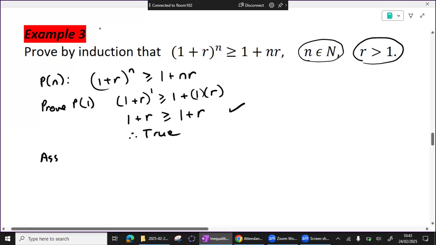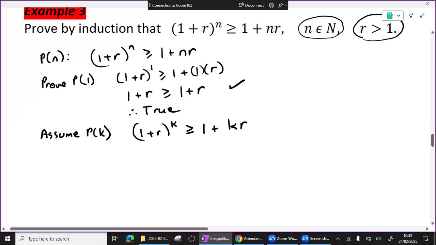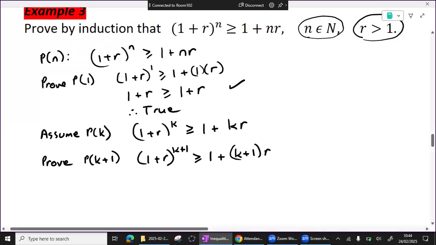Okay, so now that we've proven it for one number, we're going to assume it for k. So anywhere there was an n, we now replace it with k. This is going to become our assume sentence. Then we move on to the next step, which is prove P(k + 1). So anywhere there was an n, we are now putting k + 1 instead. Now I'm just going to make it a little bit easier to read. Okay, so we have all our steps done.